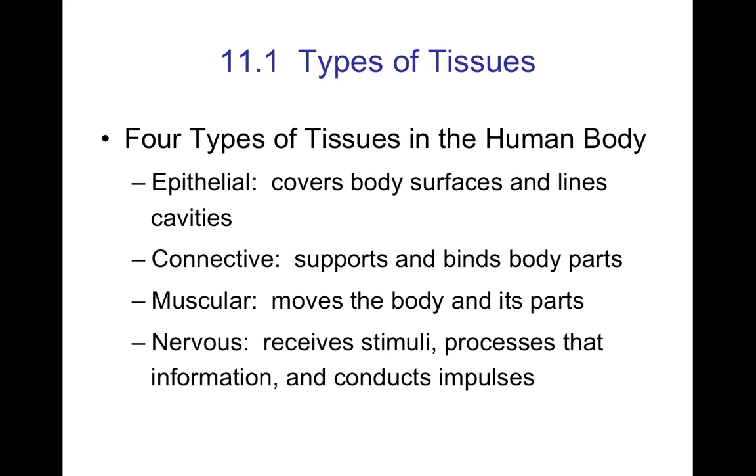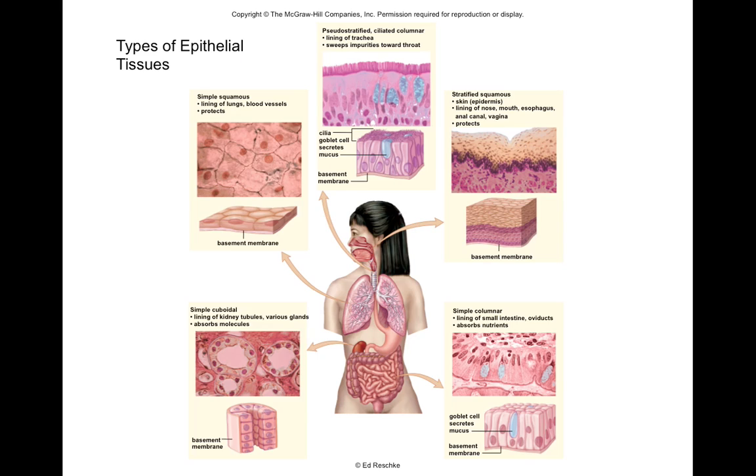The epithelial tissues are responsible for lining body surfaces and cavities. Connective tissue will be mainly concerning your blood, cartilage, and bone. Muscular tissue will involve heart tissue, skeletal muscle, and smooth muscle, which would be like muscle involved in your organs. And then you have your nervous system, which will be responsible for transmitting stimuli and conducting impulses.